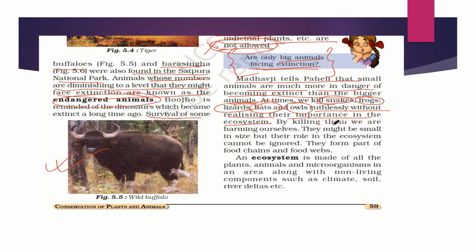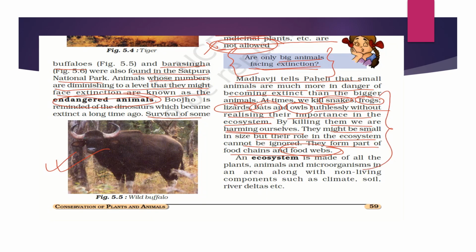So by killing them, we are only harming ourselves. So before killing a lizard, bat, owl, snake or frog, just think that we are damaging our ecosystem. They might be small in size, but their role in the ecosystem cannot be ignored. They form part of food chains and food web. So they are all part of the food chain and food web.